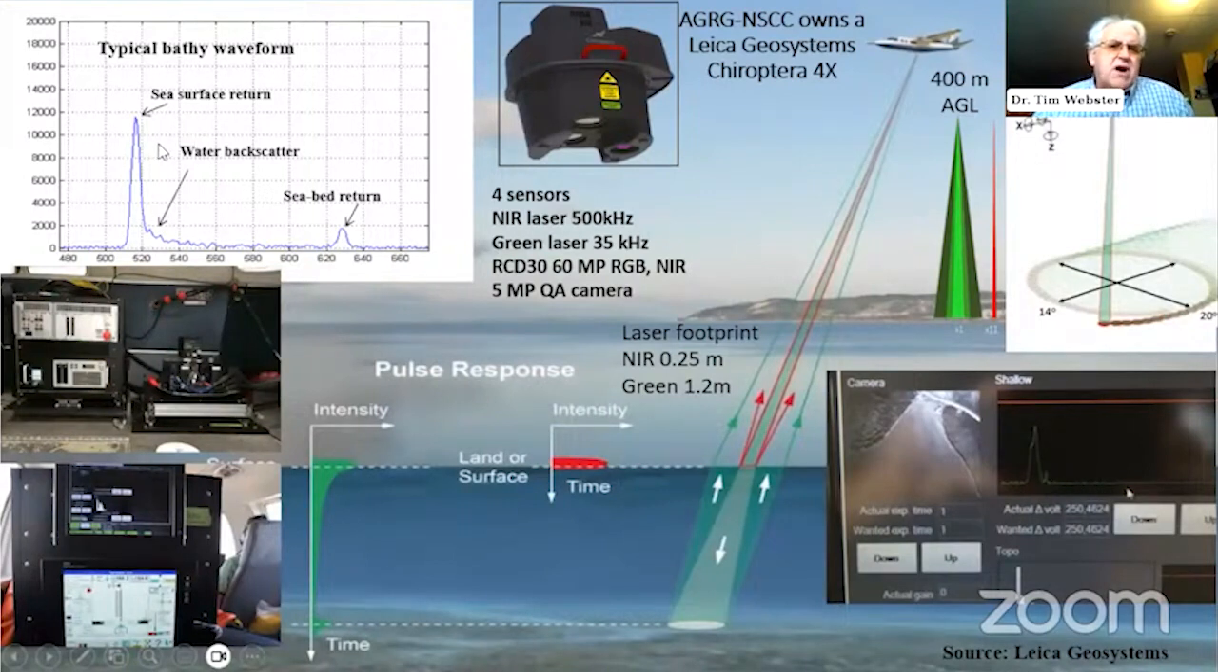If we jump to the top left, this is the typical waveform that's captured by the green laser. We get a strong reflection off the sea surface, and then depending on the water clarity, we have variations in the water backscatter part of the curve, and then ideally another peak at the seabed, and perhaps if there's material or other objects, we may have two peaks here.